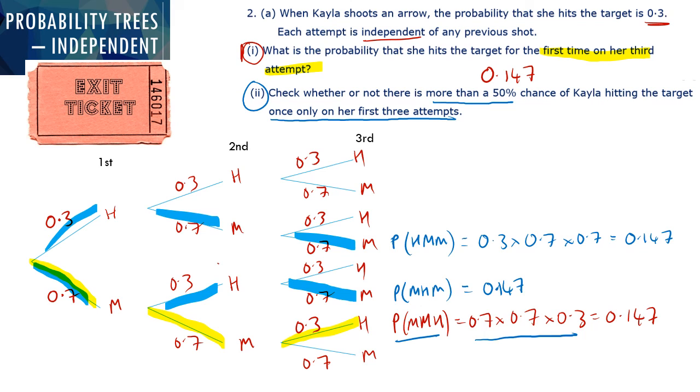Now, that's not usually the case in questions like this. So don't just think because you've worked out one probability, the others will be the same. Just double check and think it through. So these 3 possible ways to hit the target only once on her first 3 attempts, in total, we multiply that by 3, or add the 3 of them together, which gives us a probability of 0.441, which is the same as 44.1%. So there is less than a 50% chance.